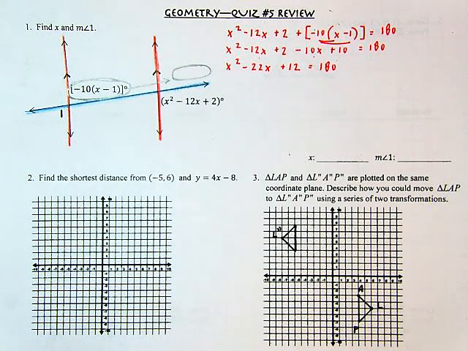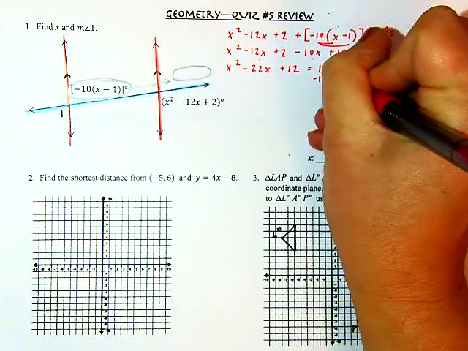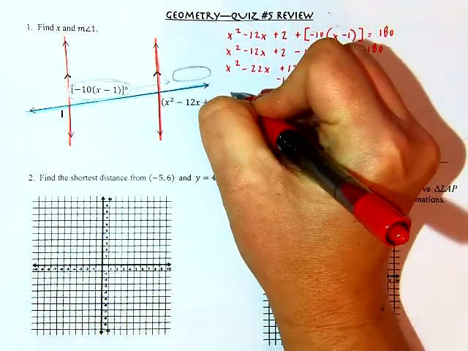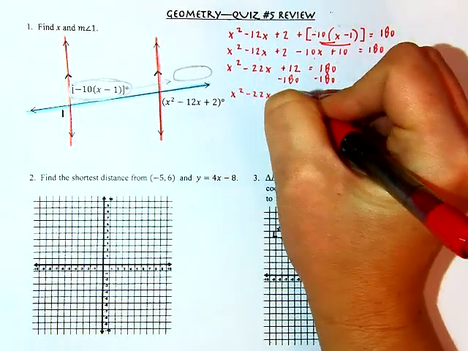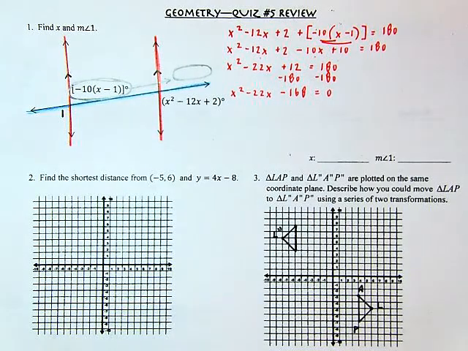We've been practicing a whole lot of factoring in this class. So I need to subtract the 180 from each side so that my equation is equal to 0. I cannot factor unless my equation is set equal to 0. So I need to subtract 180 from both sides. So x squared minus 22x minus 168 is all equal to 0.